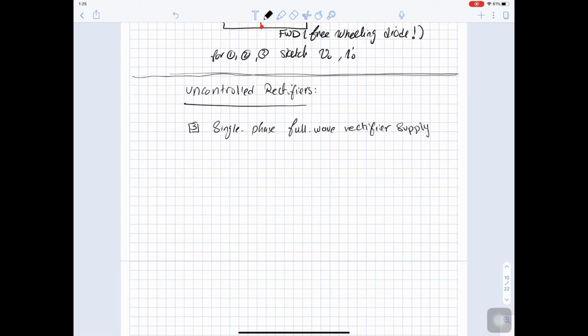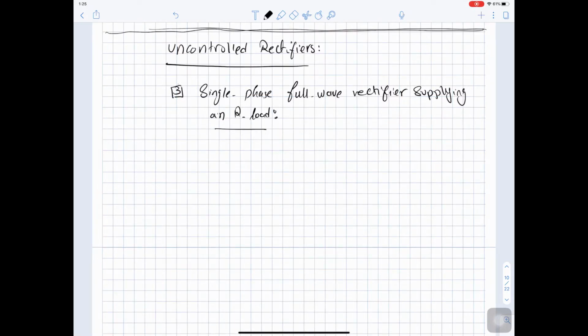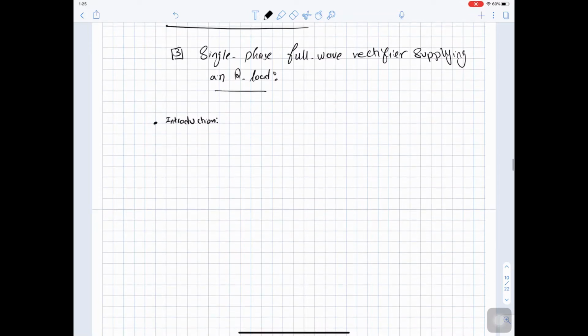supplying an R load. So we have a single phase full wave rectifier and it is supplying a resistive load. So how can we analyze this? So let's start with a quick introduction to understand how it will be a full wave and how they connected the circuit.